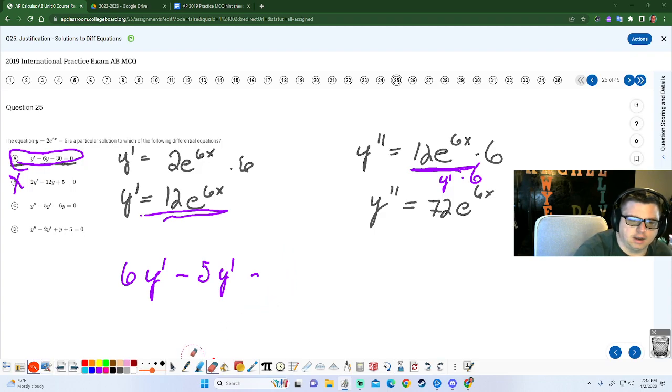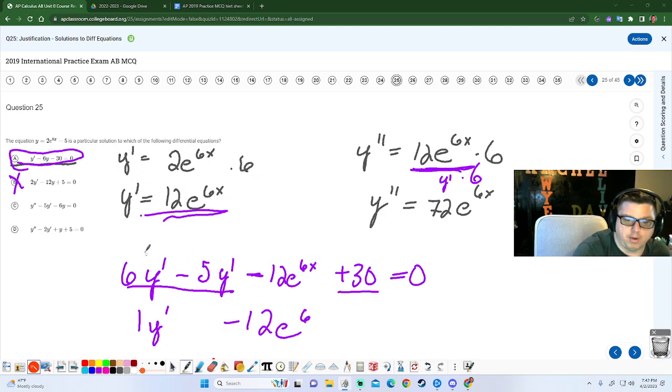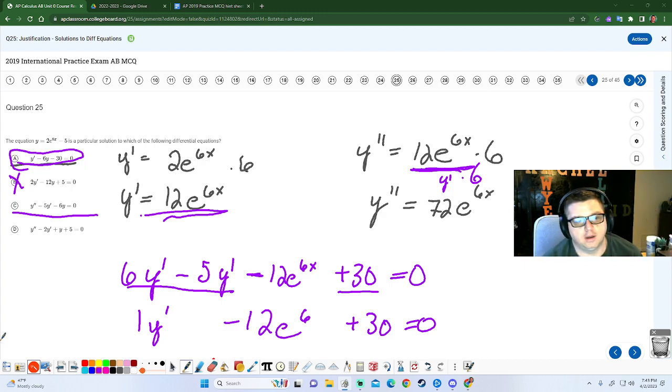So let's think about that. We'll get 12e to the 6x, but what happens? Plus 30 at the end, and we cannot get rid of that number. We could have gotten 1 y prime when I combine these, which is a negative y prime right here, but then we still have that plus 30 at the end. So this one was kind of close. And then that one definitely is not going to work.